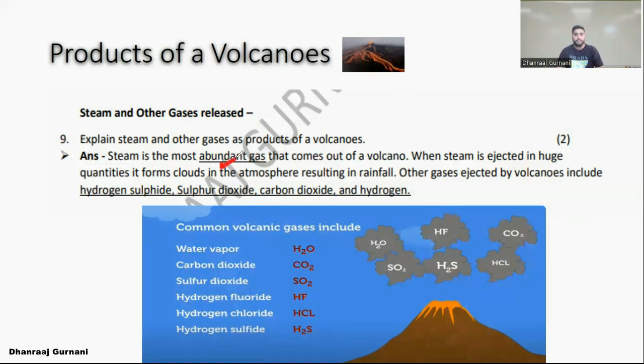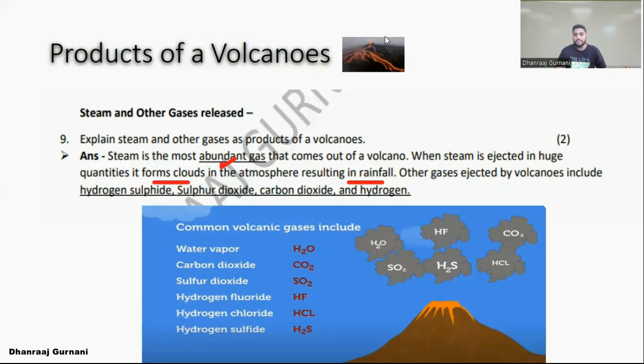Steam is the most abundant gas that comes out of a volcano. When steam is ejected in huge quantities, it forms clouds in the atmosphere, resulting in rainfall. So we can also say that sometimes after volcanic eruptions, there is rainfall also. Why? Because steam is the most abundant gas which comes out from a volcano. This steam goes and forms clouds, which eventually results in rainfall.